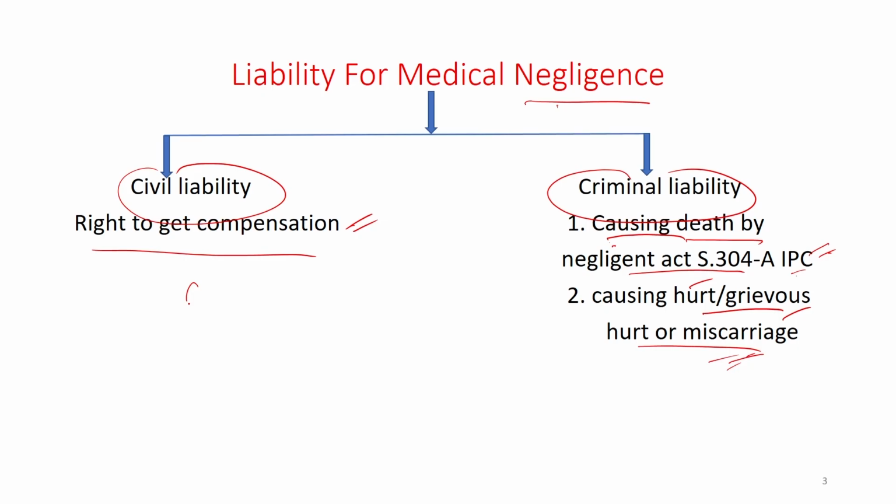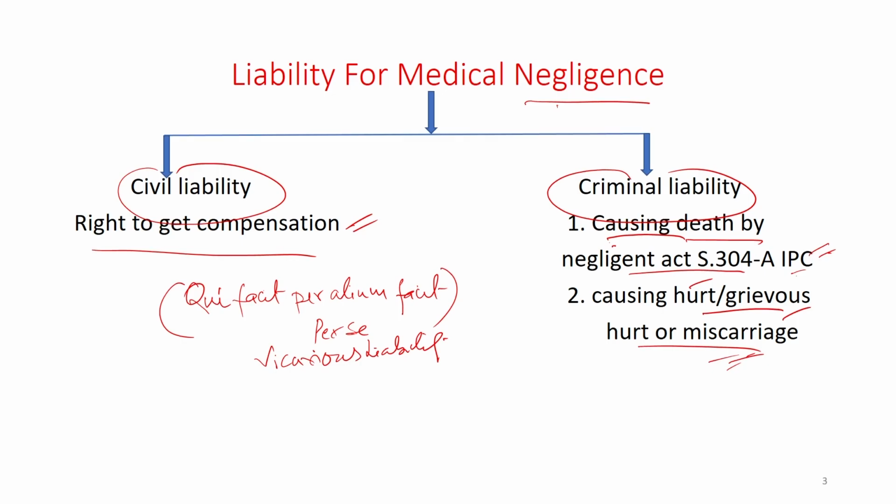You might be knowing that Qui facit per alium facit per se, Qui facit per alium facit per se. This is a Latin maxim. The literal meaning of this Latin maxim is one who acts on behalf of another acts himself. Meaning thereby, this concept is known as vicarious liability.